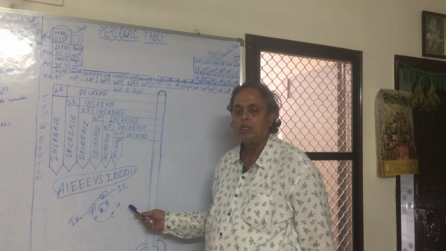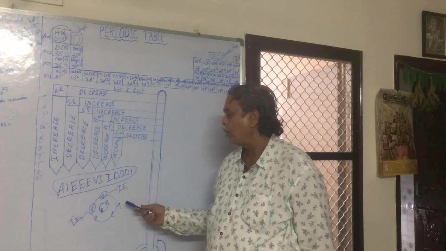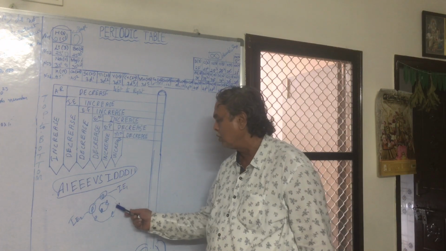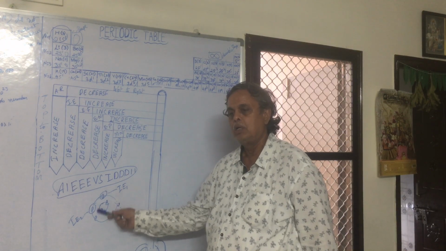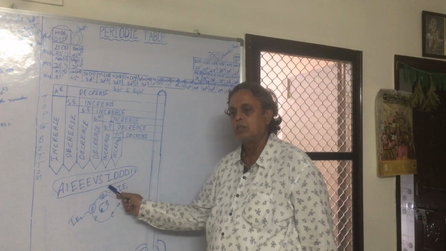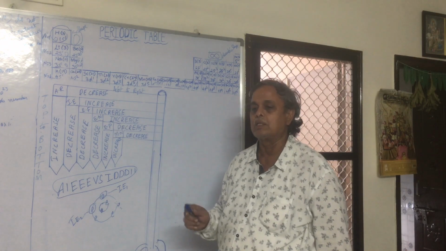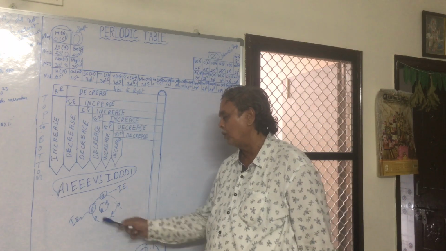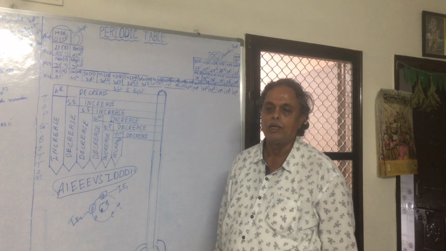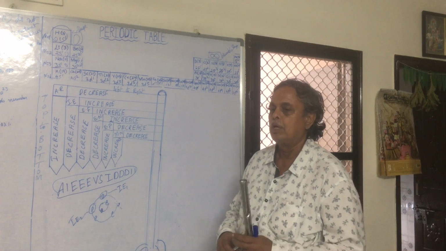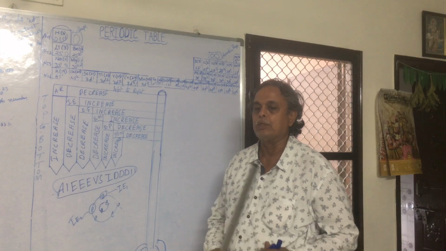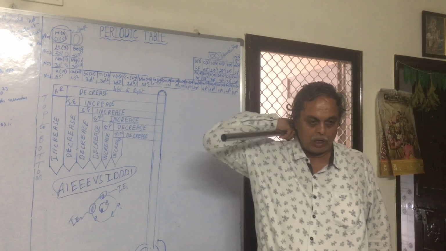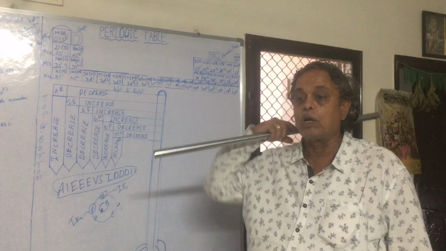What is that? The energy required to remove the electron from this outermost shell or inner shell, that energy is called ionization energy. First one is IE1, second one IE2. In that way, it goes on IE3, IE4, IE6. That is ionization energy. Next, electronegativity.